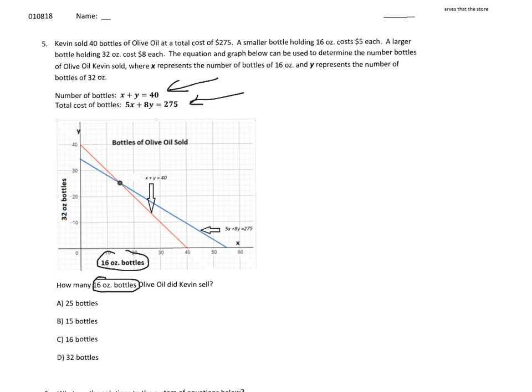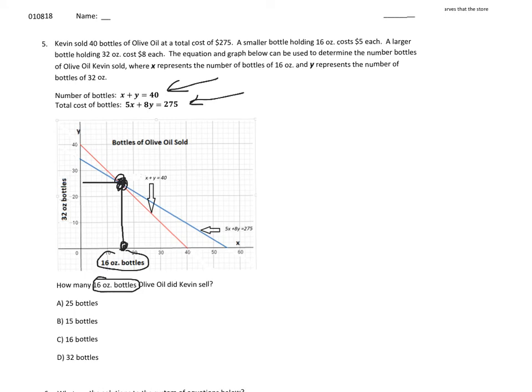All right, so with a system, you need to know where the two lines intersect, which is right here, okay? And what makes up that point? Well, it's the value of x and the value of y. And the question is asking us for the value of x, which is 16 ounce bottles.